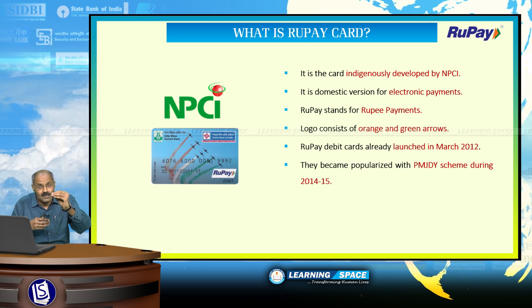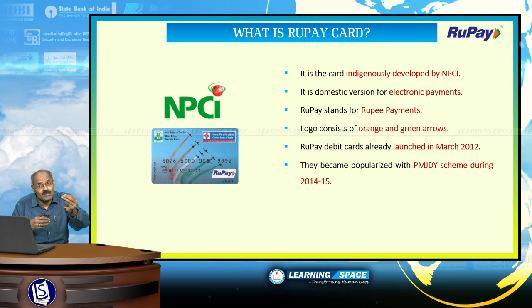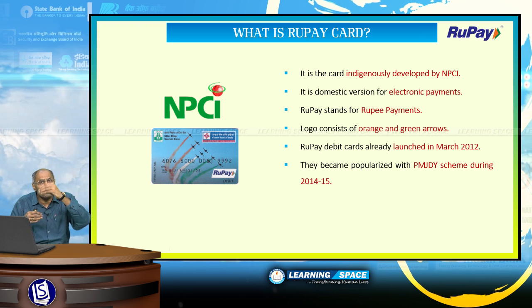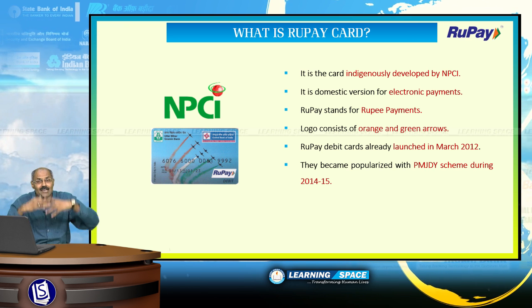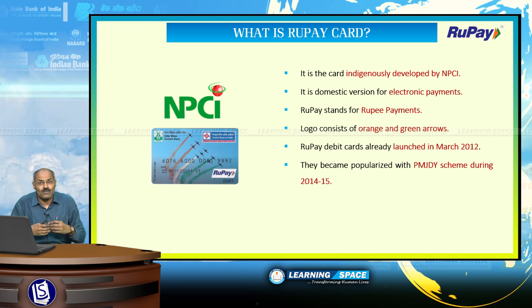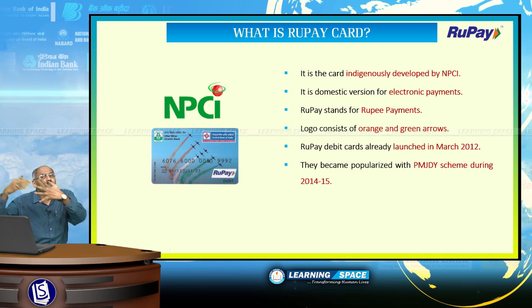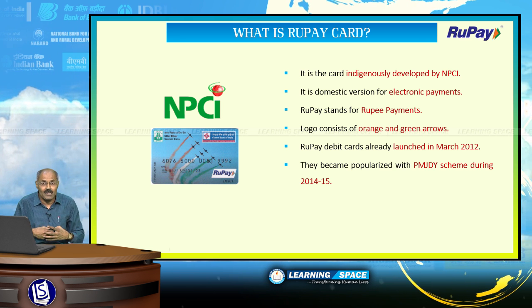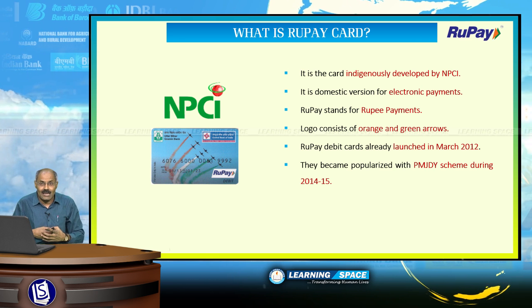On the RuPay card, you see the logo which is having two colors, orange and green, and it was launched in 2012, but because of various reasons, it was not successful initially. Now under Pradhan Mantri Jan Dhan Yojana, government has given around 13 to 14 crore RuPay cards recently.